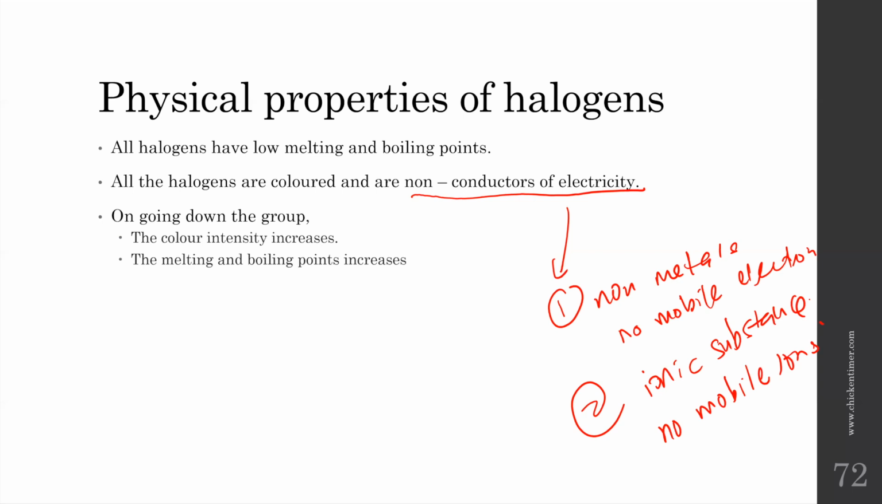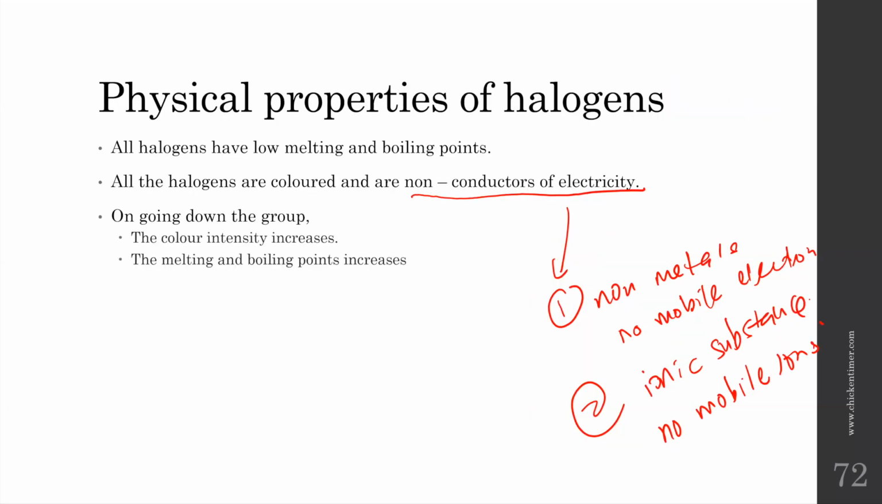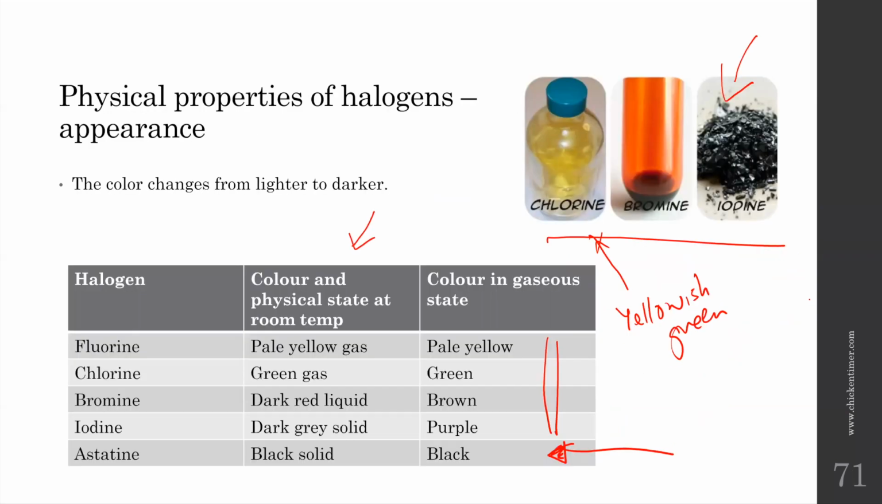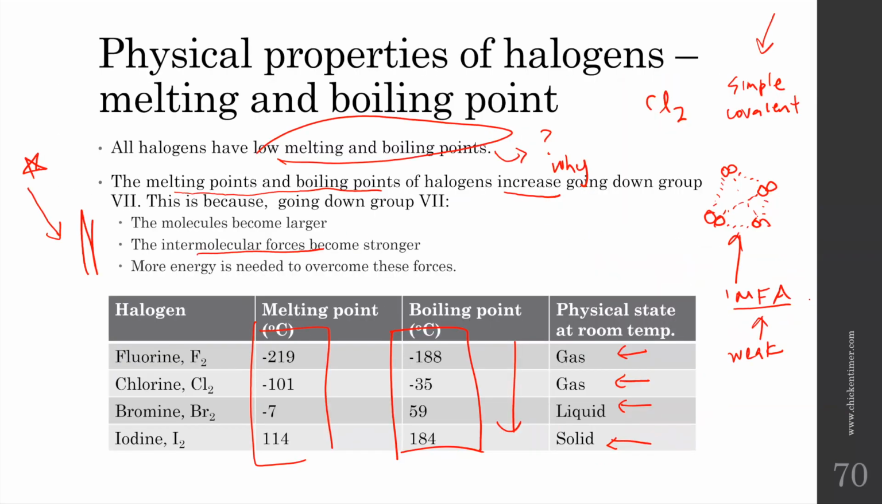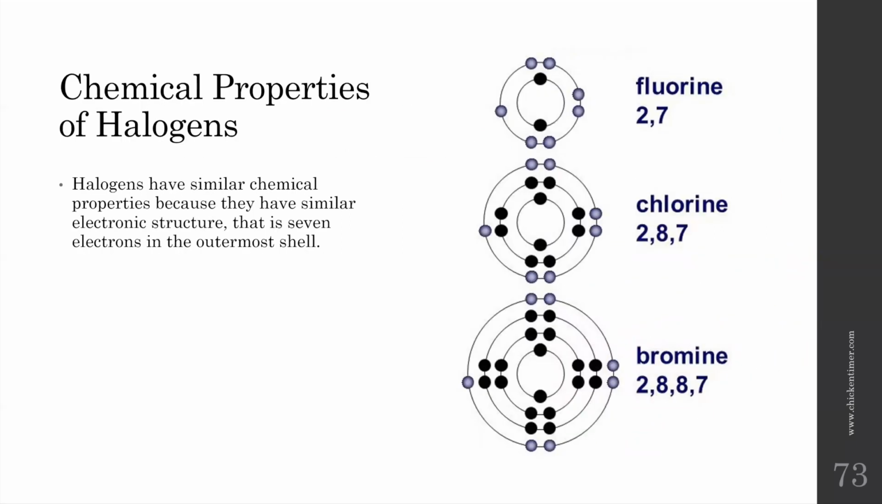Okay. So on going down the group, the color intensity increases, changing from lighter to darker. Then the melting point also increases. That I showed you already, the melting and boiling points increase here. So we start formally from here. The ones earlier are physical properties. So chemical properties, they already say it's chemical.